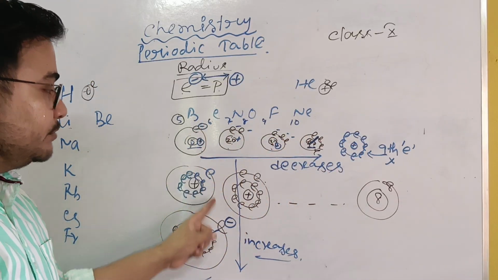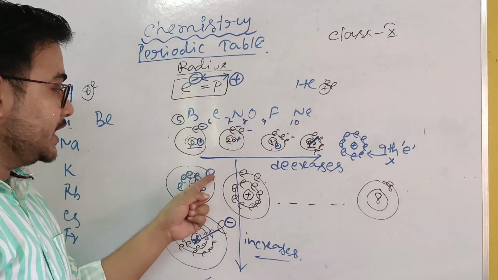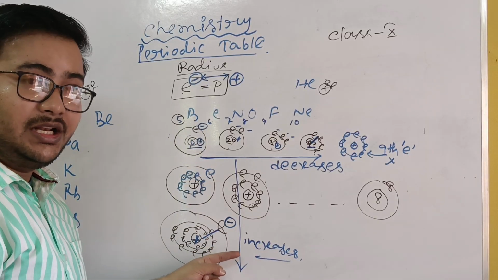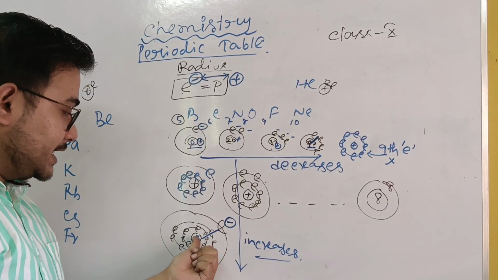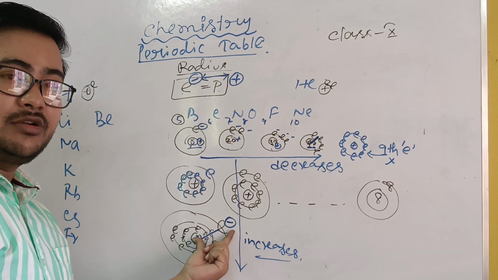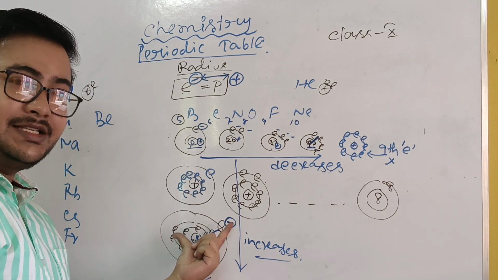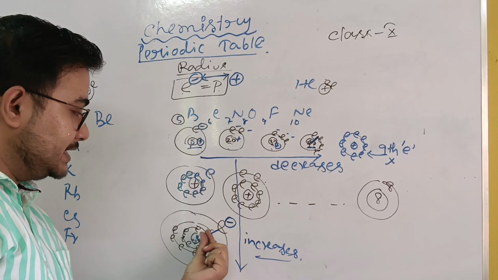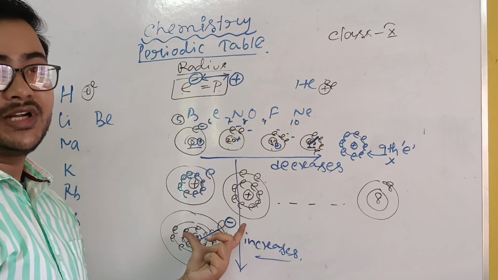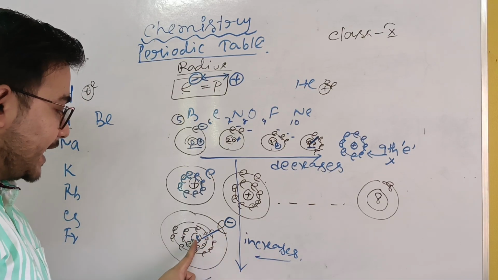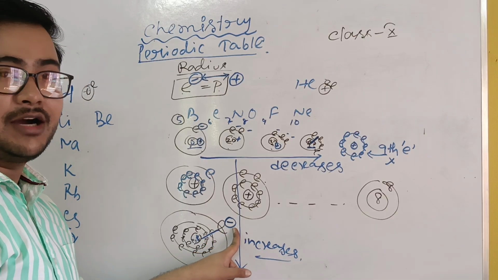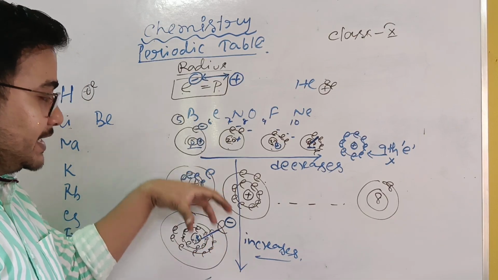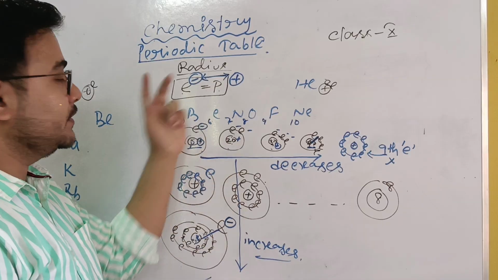Now here as we move downwards, the new electron enters into the new shell. That is why the distance between the nucleus and the outermost electron increases. Now all of you know, since the distance increases, attraction decreases. So it cannot attract the outermost electron. So the radius increases. So this is the concept of radius.